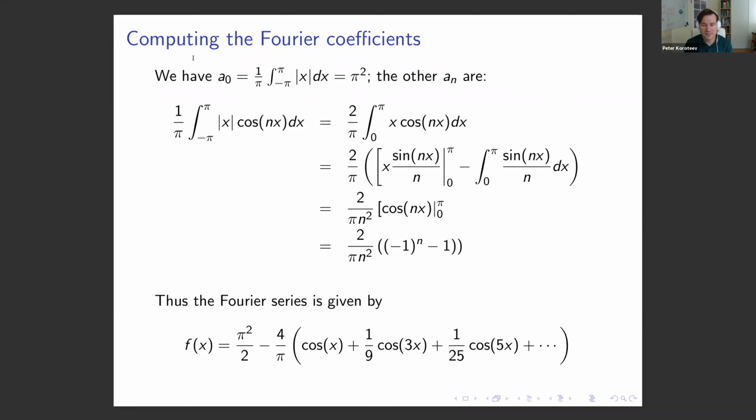So the Fourier series is given again by a constant term and a similar looking expression, only now with cosines. Also notice that when n is even, the expression in the parentheses is equal to 0, so we only have odd harmonics present in the answer. So there's cosine x, cosine 3x, cosine 5x, but there is no cosine 2x, cosine 4x, and so on.